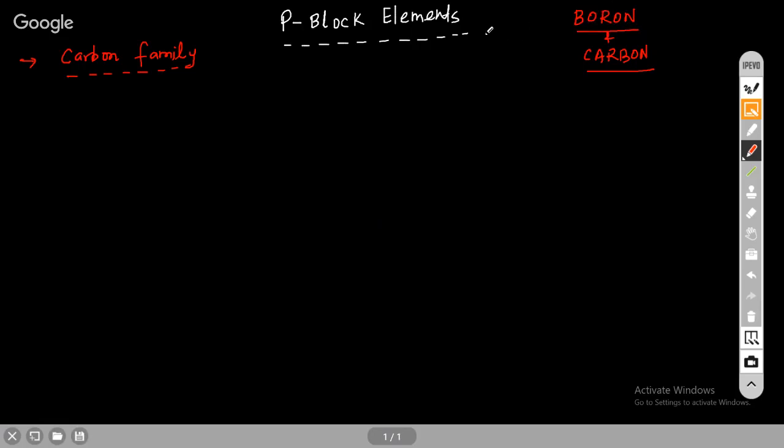this is a combined class with HSR students also, and for them I have already done boron family. So we are doing carbon family first and then we'll continue with boron. They have exam also tomorrow, some lab exam, practical exam they have tomorrow. So once we finish carbon family, if they want they can leave also. That's why I'm discussing this carbon family first.